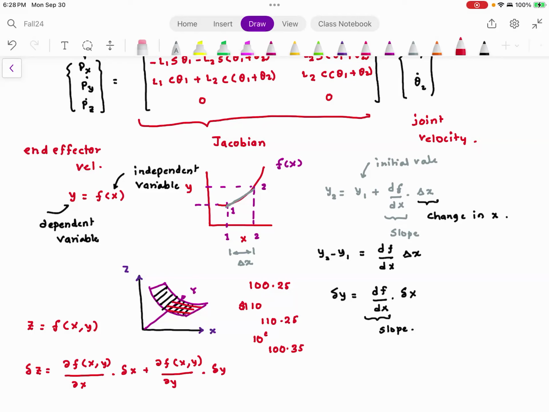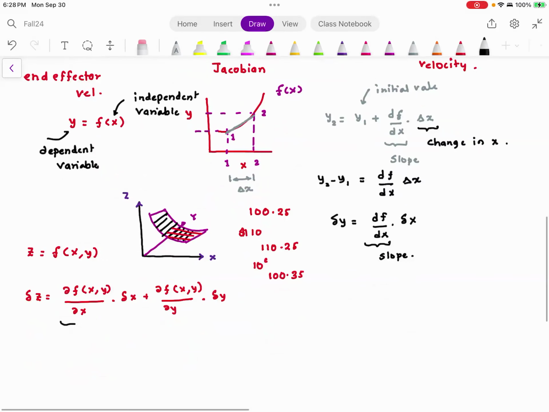Now, what does this mean? It means that if you were to convert the dollars to cents, this contributes 100 and this contributes 1. Does it make sense? So the total change in z is nothing but the partial derivative of this function with respect to x multiplied by the change in x, plus the partial derivative of this function with respect to y multiplied by the change in y.